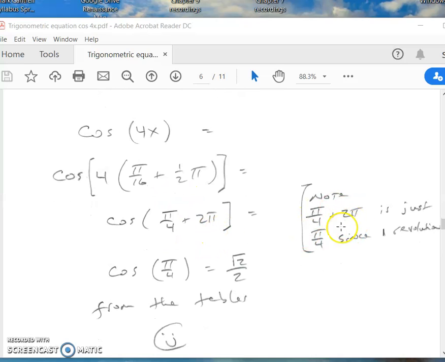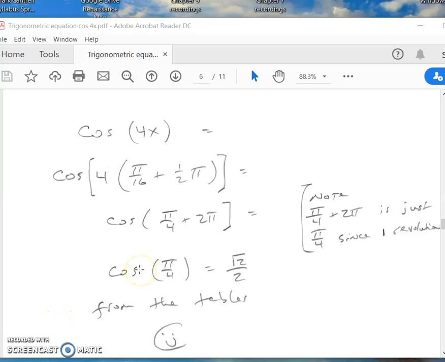Now here's a little note. Pi over 4 plus 2 pi, that's exactly the same as pi over 4, because 2 pi is just one revolution. So using my metaphor of the clock, you have a chime at 15 minutes after, you have one revolution, you have another chime.